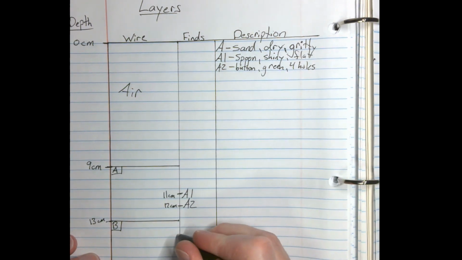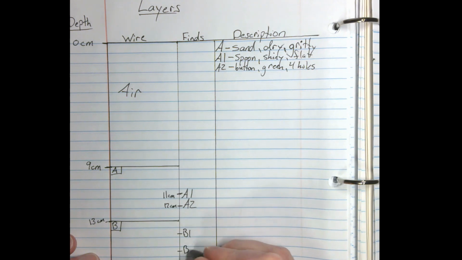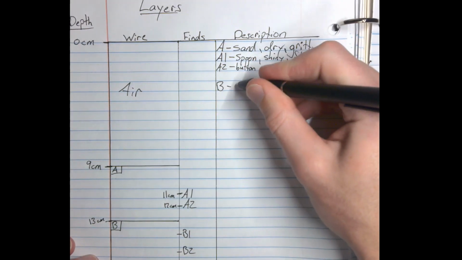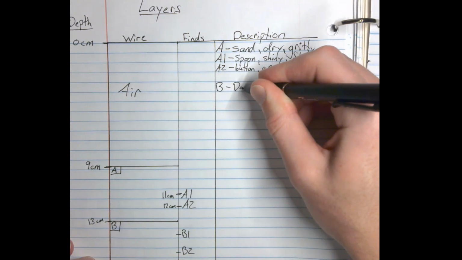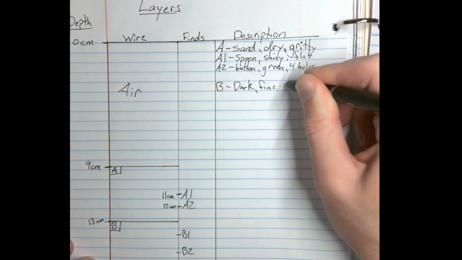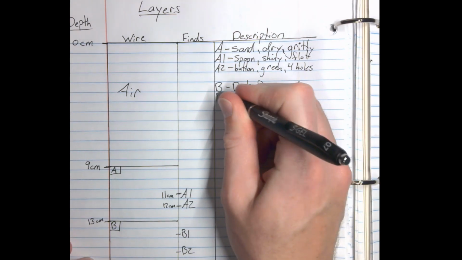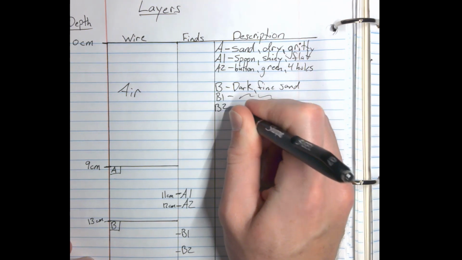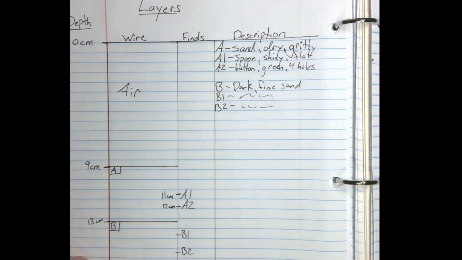Everything I find in here is now a B1. Or if I find another object, B2. So how is my layer? What is that? Should I say it's dark? Fine sand? Something different. Cool. So then B1. What is my object? I would write it here. B2. Write it here. So it's all these descriptions, and then until eventually you hit bedrock.